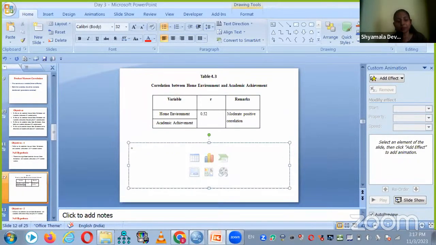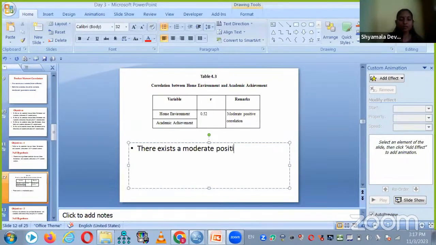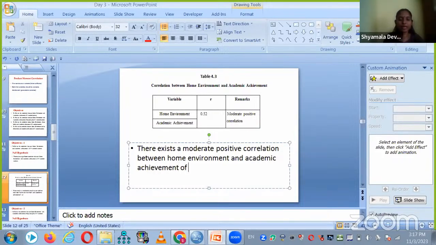How are you supposed to write the interpretation? As I told you, we are not going to use the p value, so we are not going to accept or reject the null hypothesis. I'm going to write the interpretation like this: there exists a moderate positive correlation between home environment and academic achievement of 9th standard students. This is how we write the interpretation for correlation.